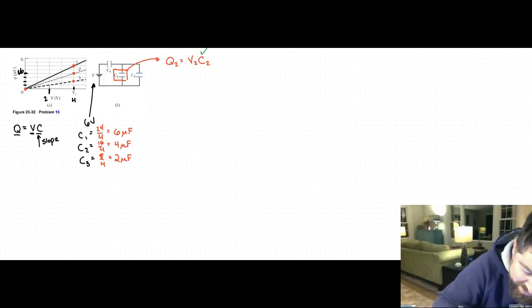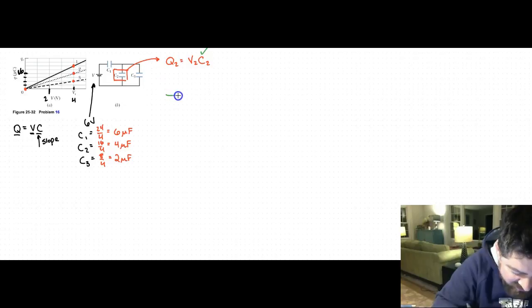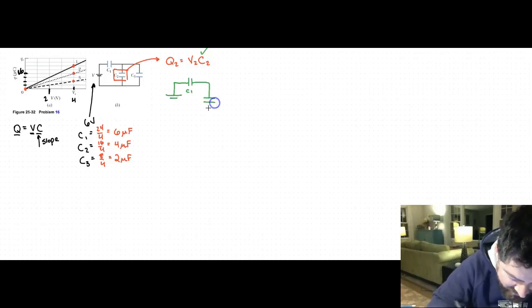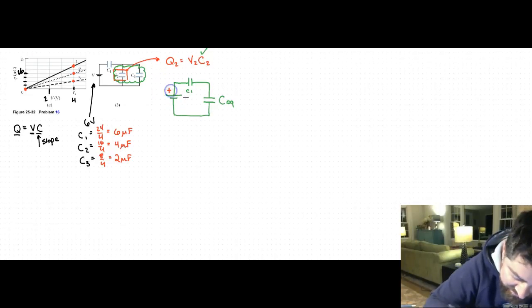Now I know the capacitance, but I don't know the voltage, so I'm going to need to rethink this for a second. I'm going to redraw the circuit because this is an important point. Here's C1, and instead of drawing C2 and C3 in parallel, I'm going to draw them as just one equivalent capacitor. I'm going to call that CEQ. So basically what I've done is I've taken the stuff in the green cloud and replaced it with a single capacitor. Now, I should recognize that this is the positive terminal of the battery, so this becomes plus Q, minus Q, plus Q, minus Q.